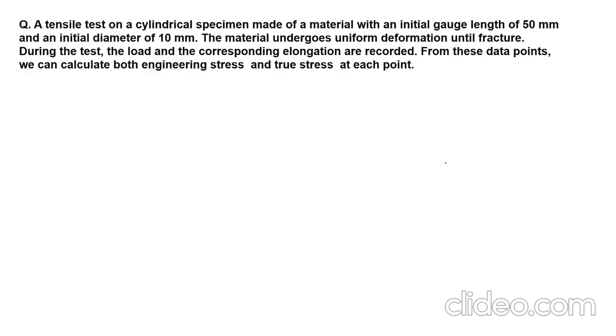So I think that is it. Now we have one more question. This is a numerical question, right? It says a tensile test on a cylindrical specimen made of a material with an initial gauge length of 50 mm and an initial diameter of 10 mm. Okay, so this is a question based on engineering stress and true stress. You have some material like this, a cylindrical specimen. You are given the length of the material and the initial diameter. So this is 10 mm, the initial diameter of the material.